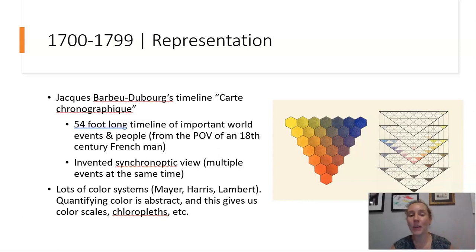Okay. The other thing happening in the 18th century is the first timeline, and it's Barbeau Dubourg. He makes this carte chronographique, and this is important because what he's doing is visualizing multiple events at the same time. So you can have multiple things layered on each other on the y-axis. Never before had anyone thought to stack these things on the y-axis. We're going to see that come back into play in just a few centuries.